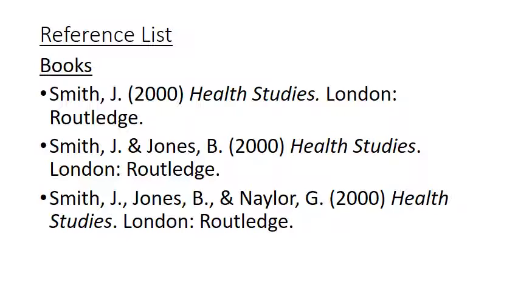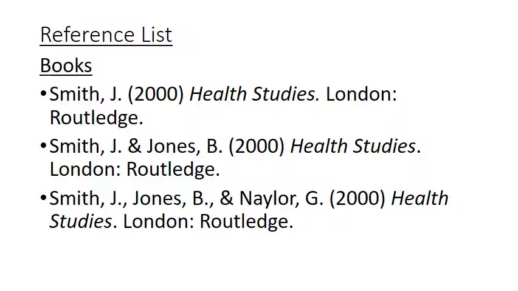For 2 authors, we have that and symbol there between the 2 names, Smith and Jones. And if it is 3 authors or more, we still have to list all the author surnames.